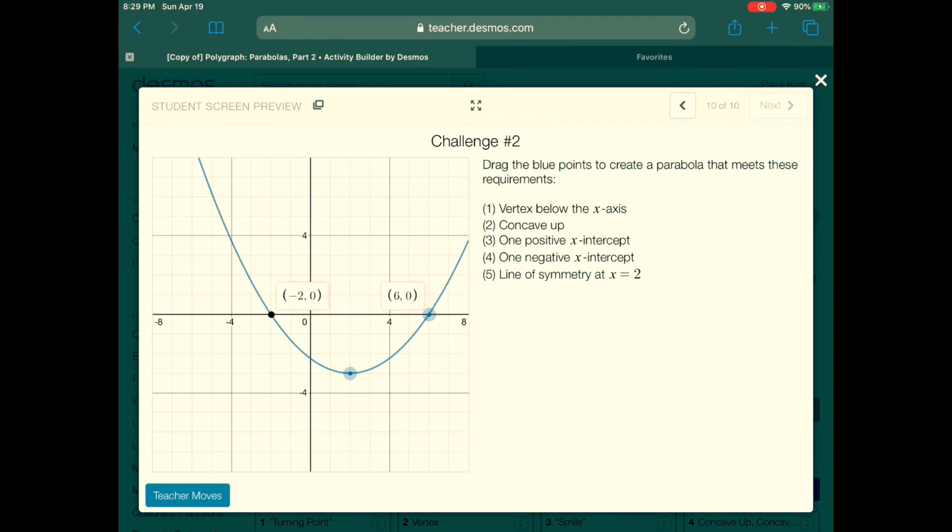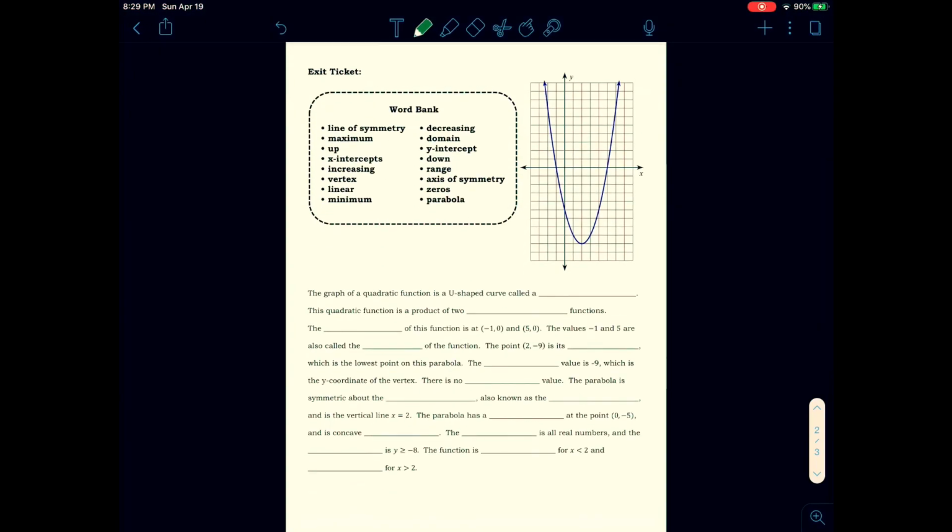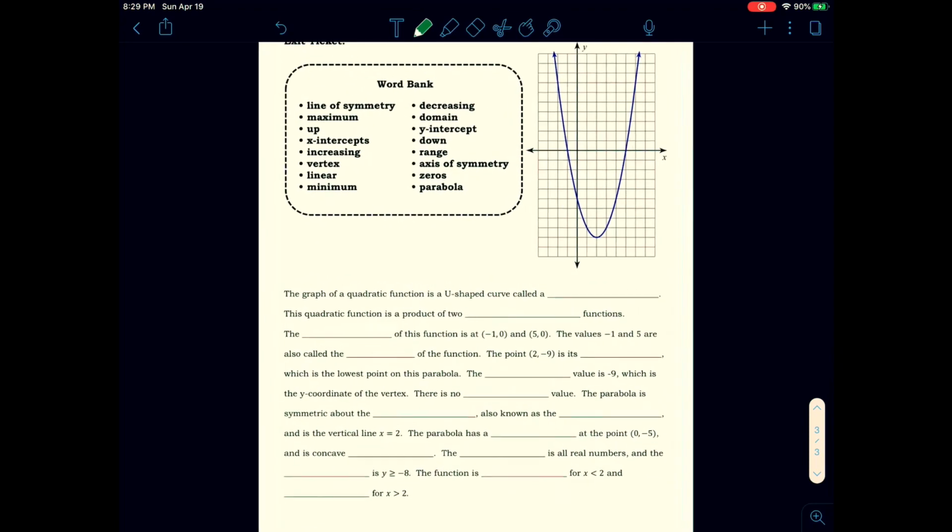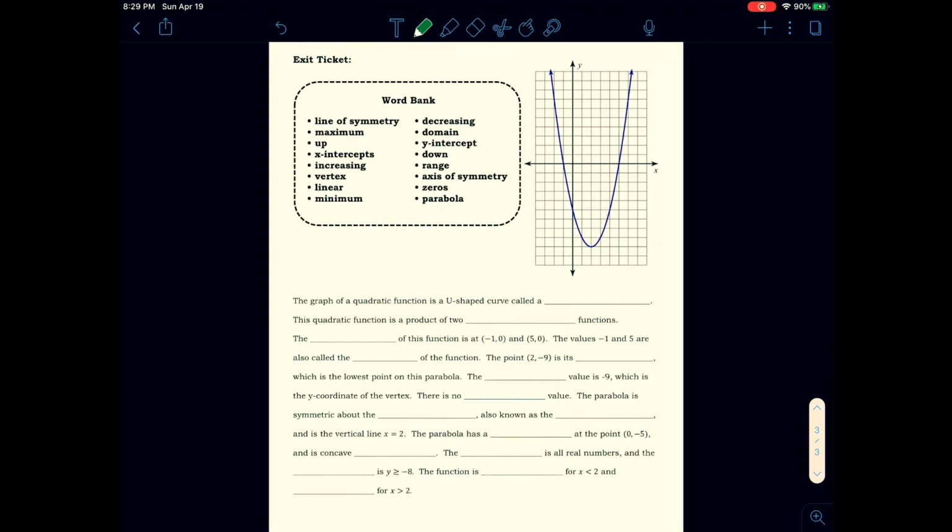When you're done with it, go back to your worksheets. So for this last worksheet, this is your exit ticket for today. I give you a parabola here. What I want you to do is go through the word bank, and try to fill in as many as you can. Not every word will be used, so be aware of that.